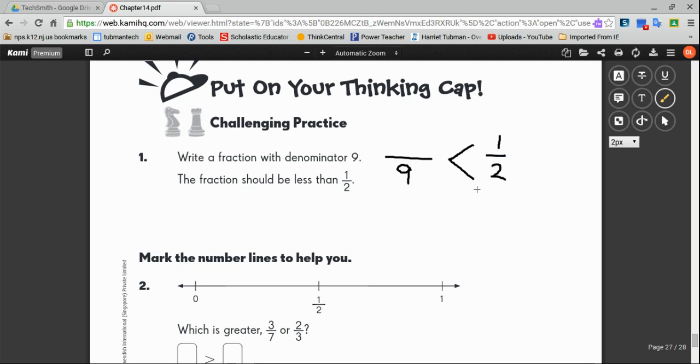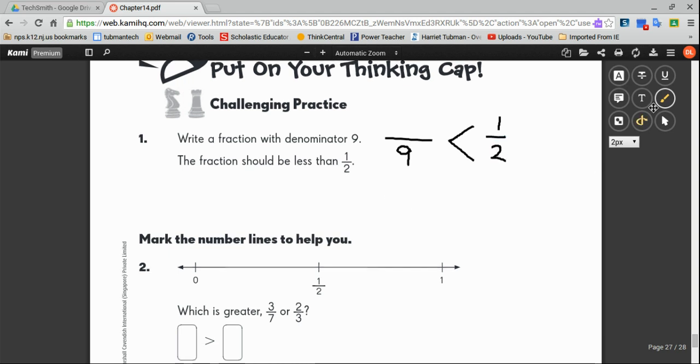So let's think about numbers we can put up here. Well, easiest number, if I want a number smaller, I could put the number 1 up here. And we know right now that 1/9 is less than 1/2 because my denominator is greater when my numerators are the same. So basically, I'm going to draw my picture for 1/2. Here's my picture for 1/2, and that's half of it.